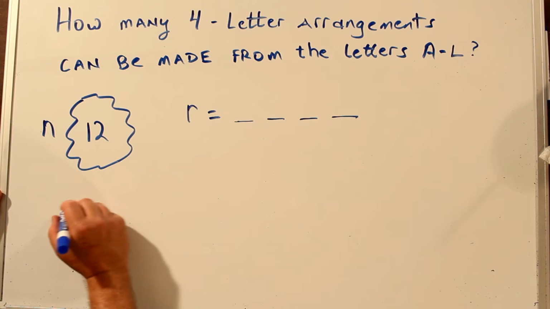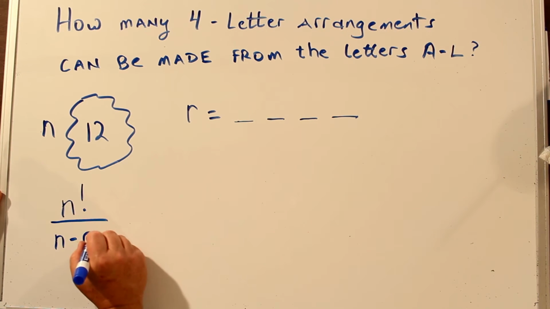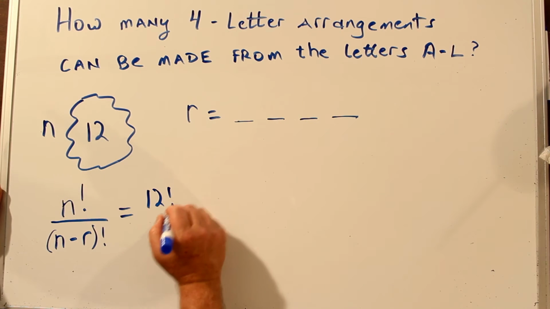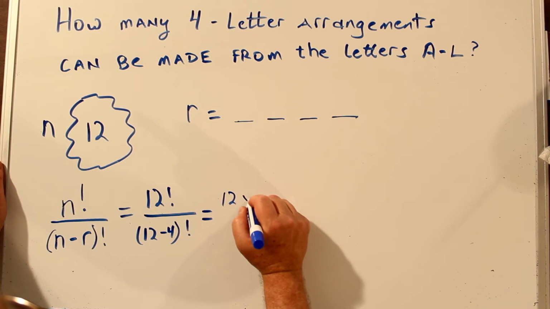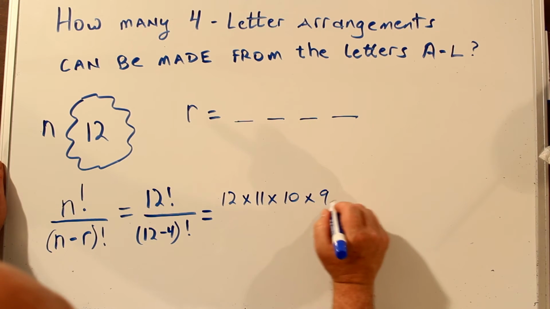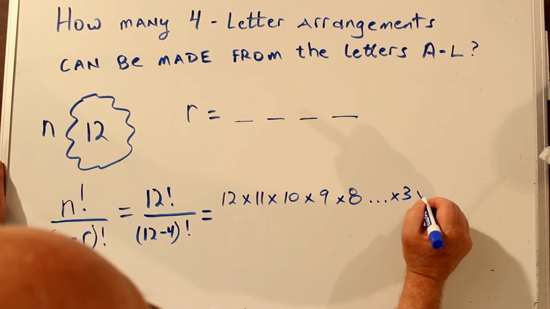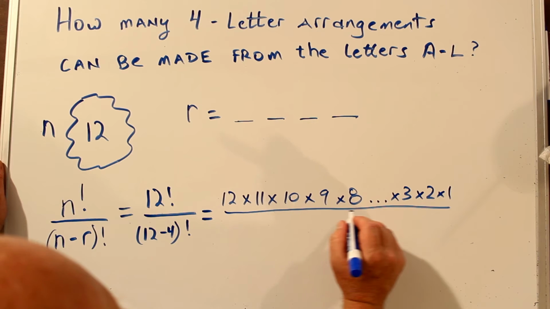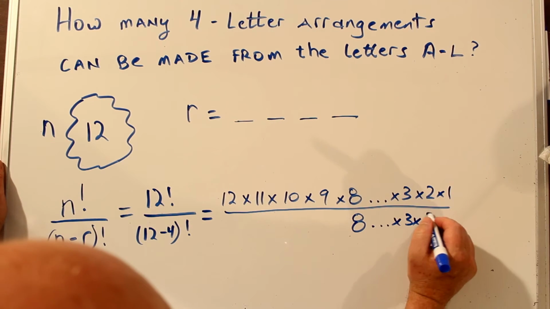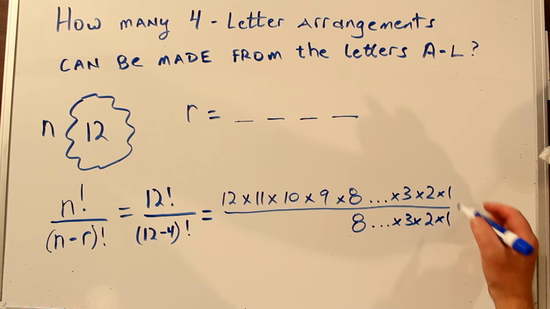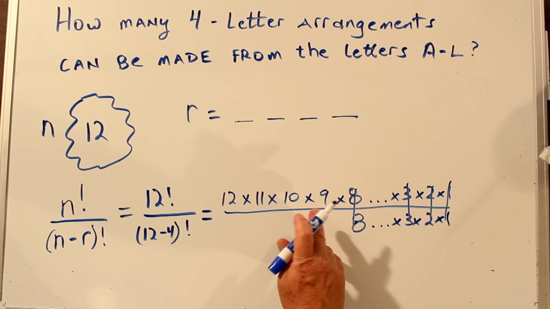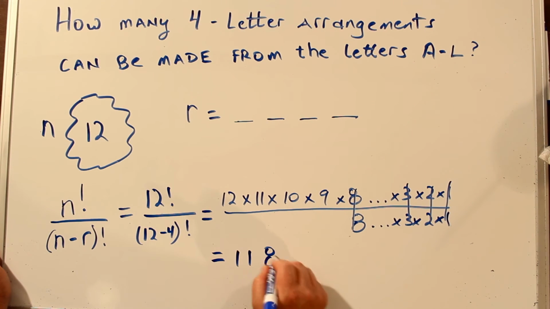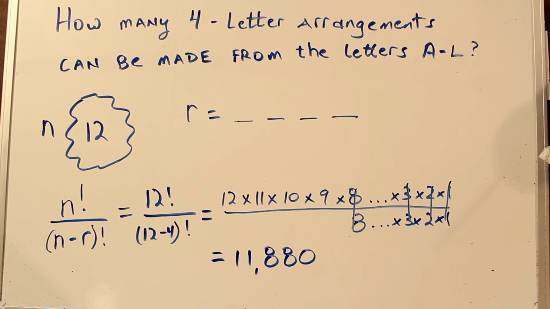Our formula for permutations is n factorial over n minus r factorial, which is 12 factorial over 12 minus 4, or 8 factorial. So we can expand this. 12 factorial is 12 times 11 times 10 times 9 times 8 times 3 times 2 times 1 all over 8 factorial, which starts here. Nice little shorthand way to show you this. And from 8 on down, all the numbers are going to cancel. So we're left with 12 times 11 times 10 times 9, which is 11,880 different 4-letter arrangements for the 12 letters A through L.